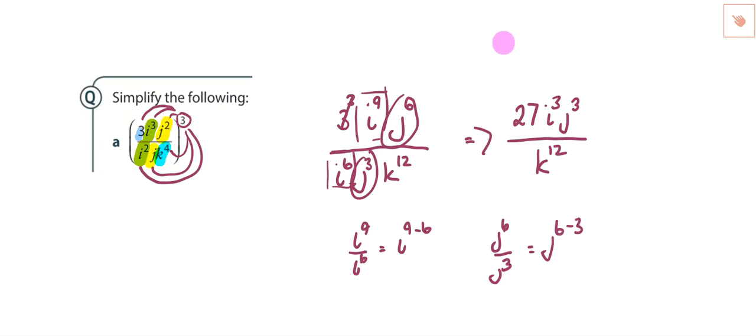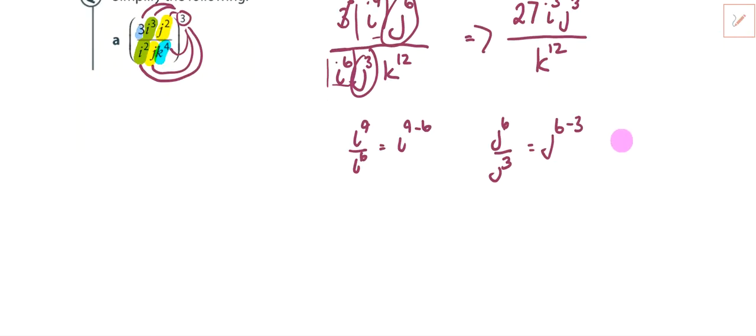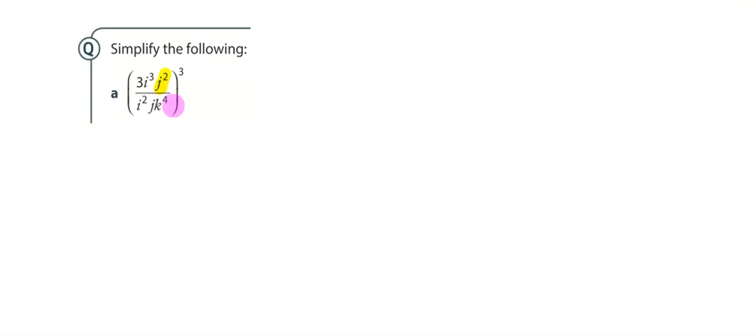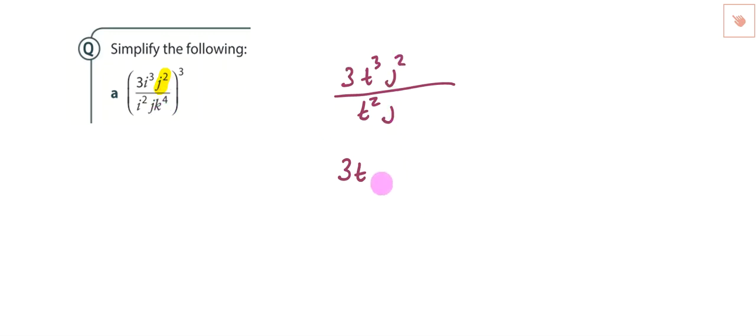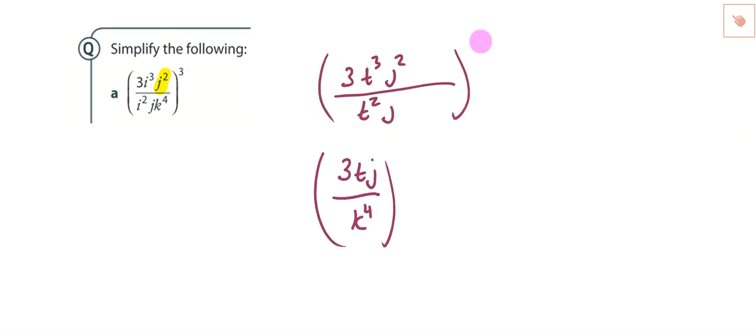Okay. Of course, we could have done it by simplifying beforehand. So simplifying beforehand, I would have just done i cubed, i squared. I would have just done subtraction there. So I would end up with 3 minus 2 makes i to the power of 1. Then the j squared and j, well, 2 minus 1 makes j to the power of 1. And then we've still got the k to the power of 4. But all of that is still to the power of 3.